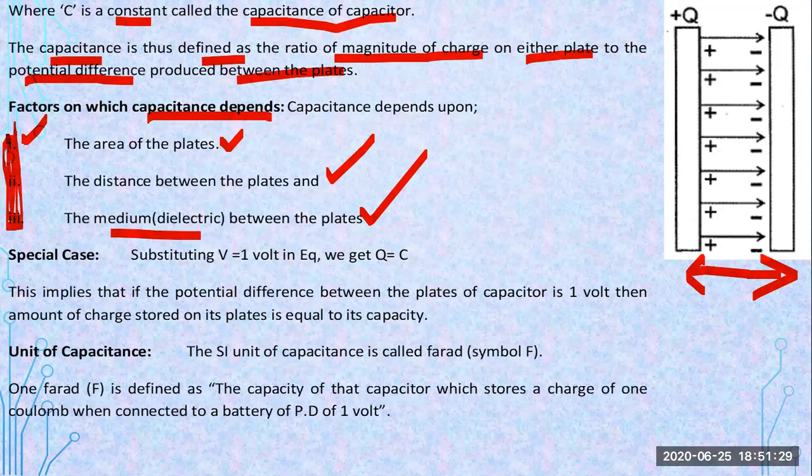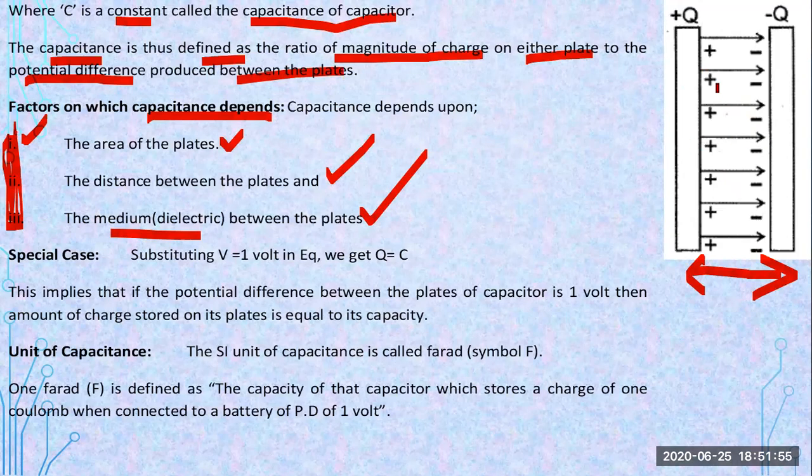Basically, now we have three factors. Number one is the area of the plate. Number two is the distance between the two plates. Number three is the medium between the plates. So here are the three factors. If the medium is a dielectric, then it will also depend on how many charges you are storing within the plates. If the separation between the two plates is increased, it will result in decreasing the capacitance of the capacitor.